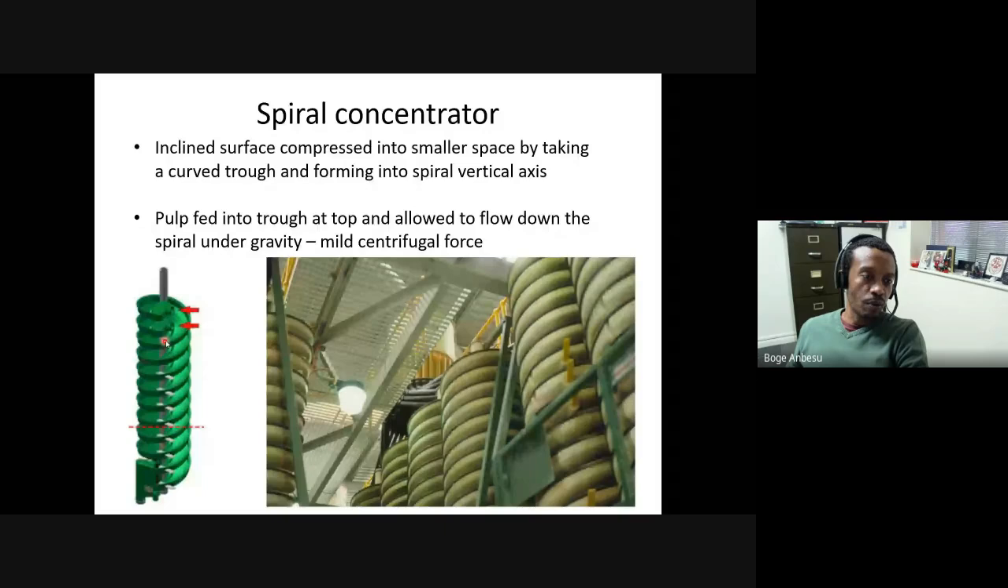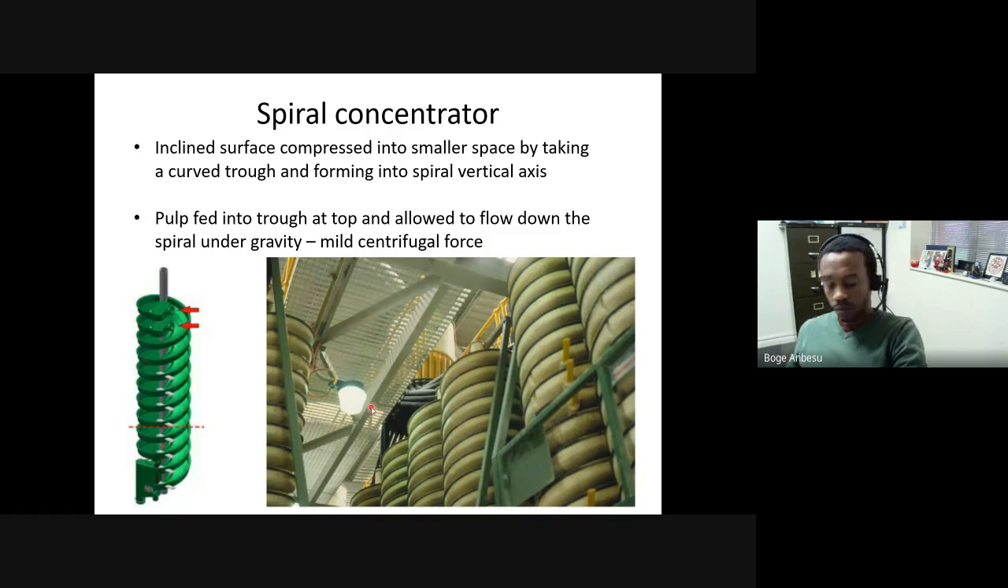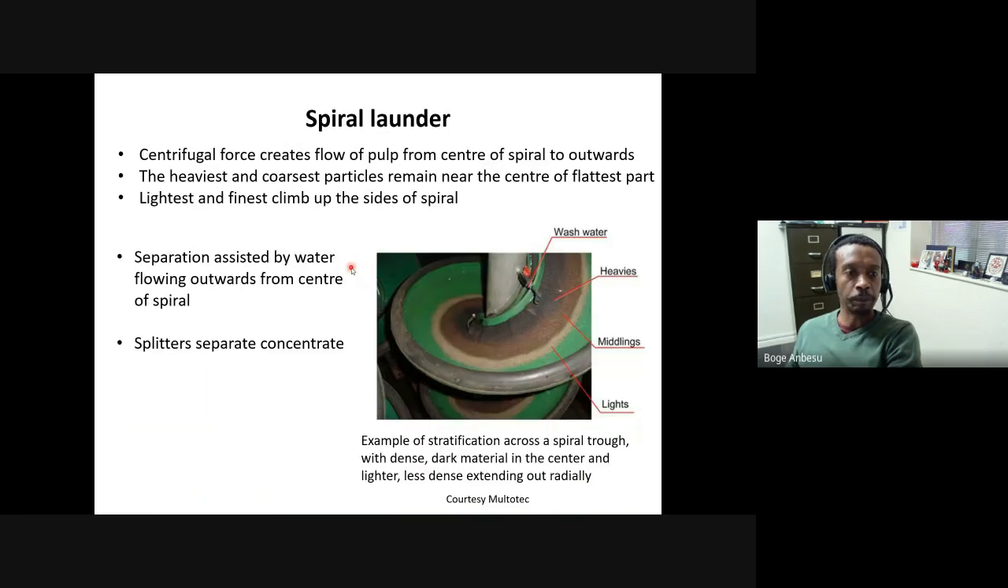And obviously they go from top to bottom. So there's also gravitational acceleration, drawing them back down to the bottom of the spiral as well. Okay, so again, depending on your operation, you could have lots of spirals operating in parallel with each other to handle a large amount of material.